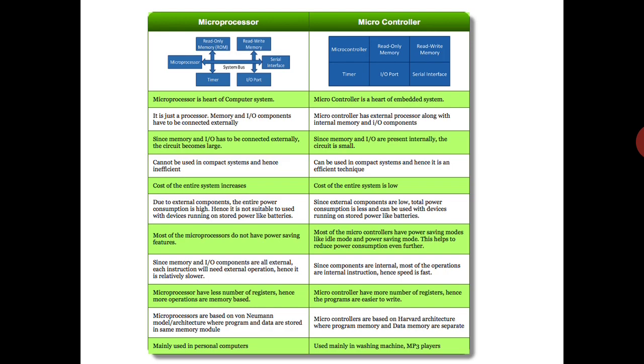Next slide. Microprocessors are mainly used in personal computers. Microcontrollers are used mainly in washing machines and MP3 players. This means the microprocessor is relatively useful in computer systems, and the microcontroller is application based, such as in washing machines, MP3 players, etc.